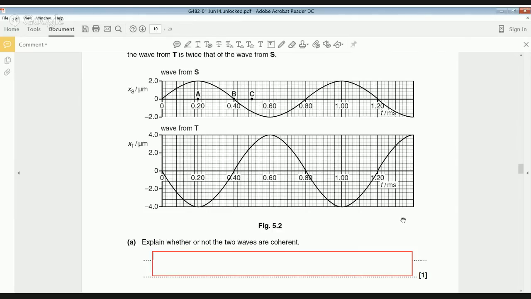Some students, when answering this question, wrote down that they are not coherent because they're out of phase. That's not true. A coherent wave can be out of phase. It just has a constant phase difference, in this case, of 180 degrees. So yes, they are coherent because they have a constant phase difference.